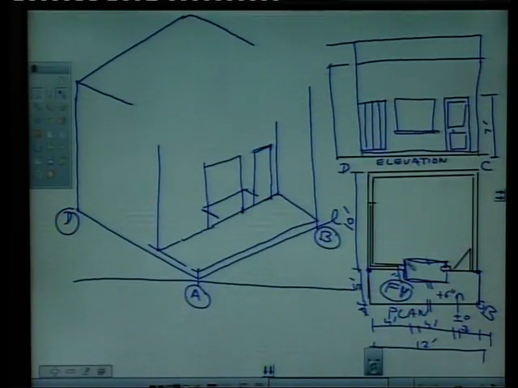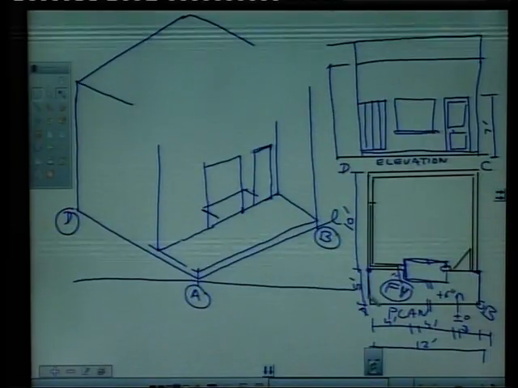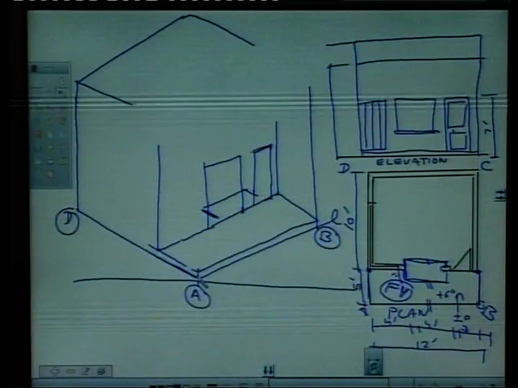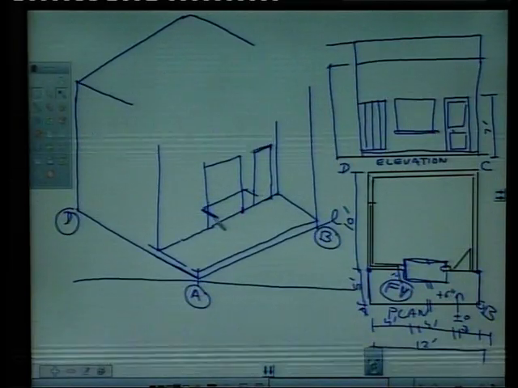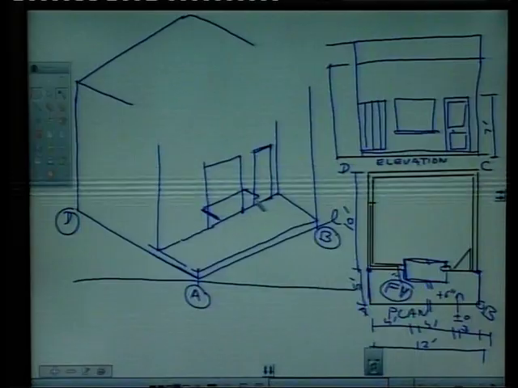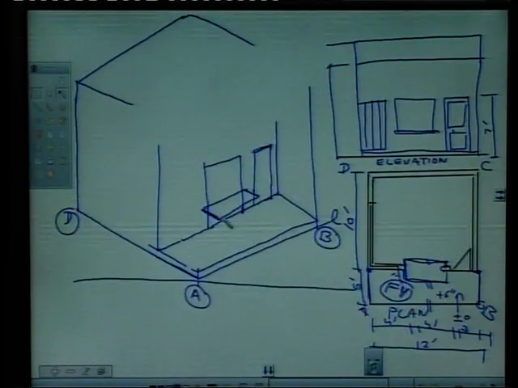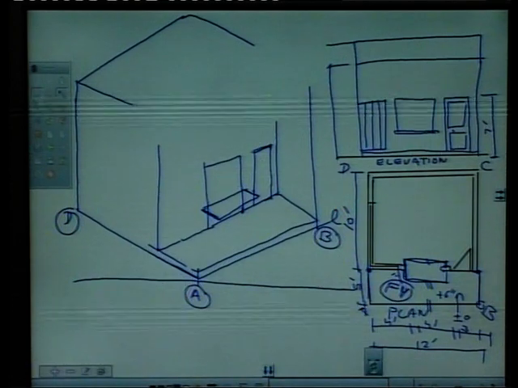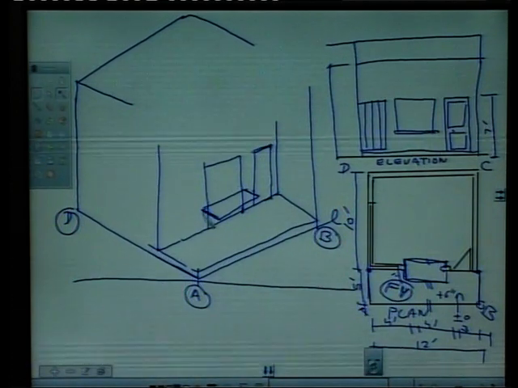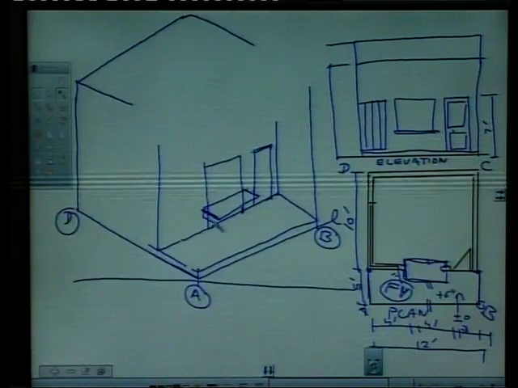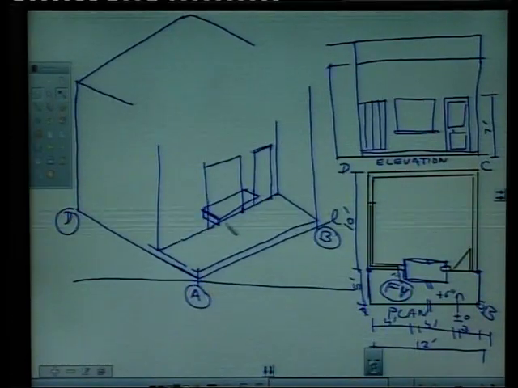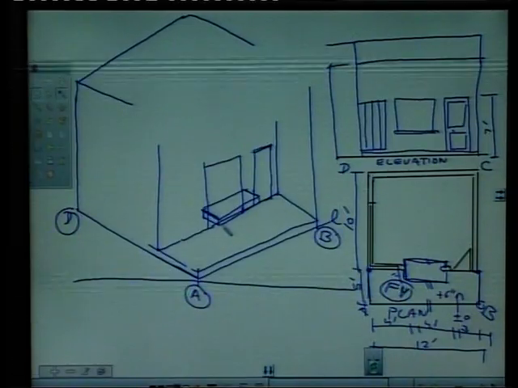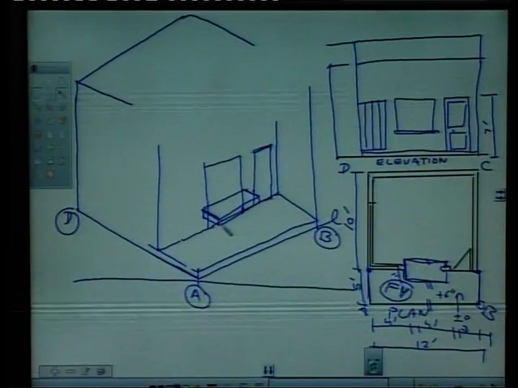This line is parallel to this line. So we will draw this line parallel to this line at 30 degrees towards left. Right. Say counter is a concrete slab, RCC slab. So give it some thickness, say 3-inch thick. Draw vertical line 3-inch thick and complete your counter. Right.